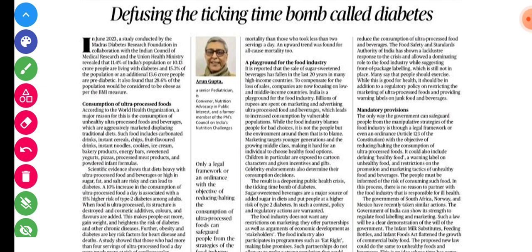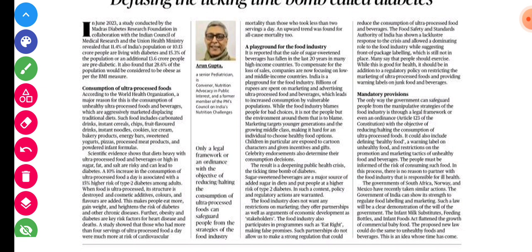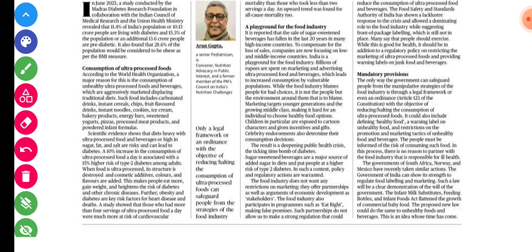What are the causes behind diabetes happening in the Indian population as well as from the world perspective? The main cause for diabetic disease is the unhealthy ultra processed foods and beverages which are aggressively marketed, displacing traditional diets. Such foods include carbonated drinks, instant cereals, chips, fruit flavored drinks, instant noodles, cookies, ice cream, bakery products, energy bars, sweetened yogurts, pizzas, processed meat products, and powdered infant formula. So these are some causes behind diabetes happening in the Indian population.